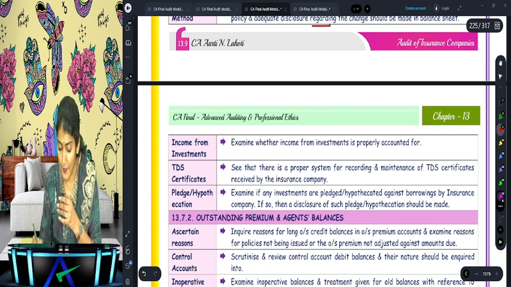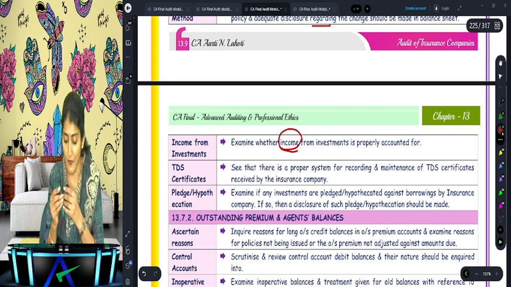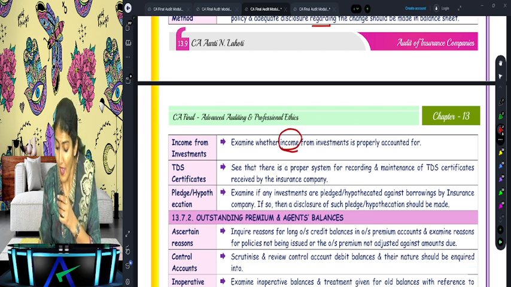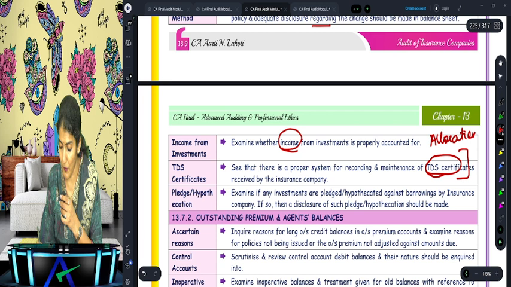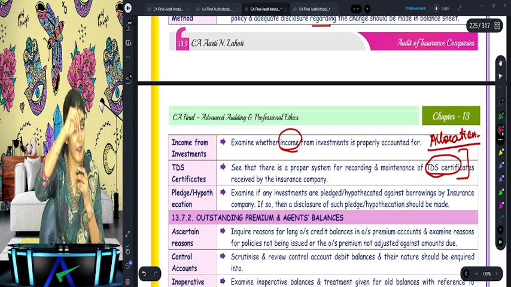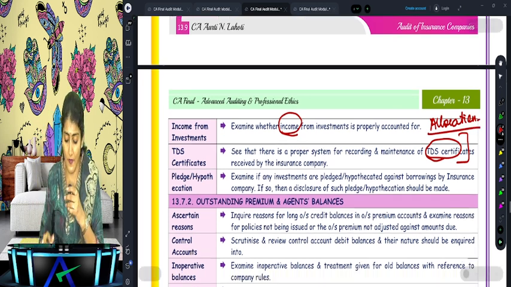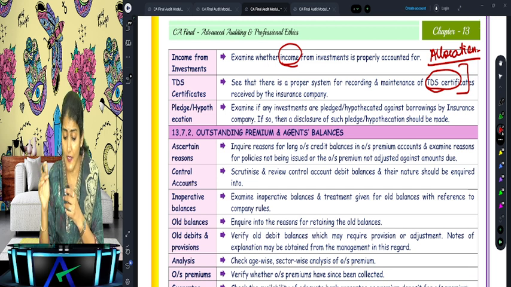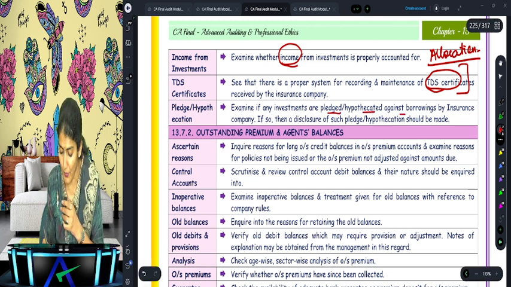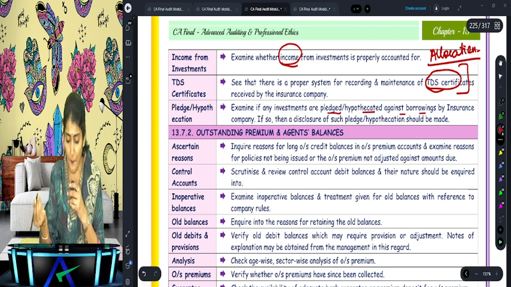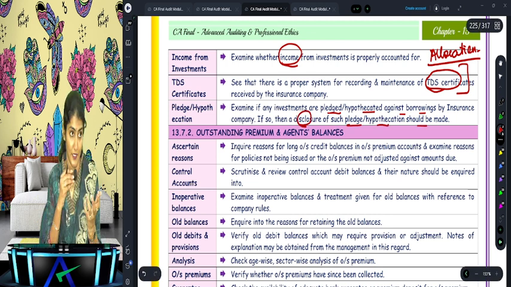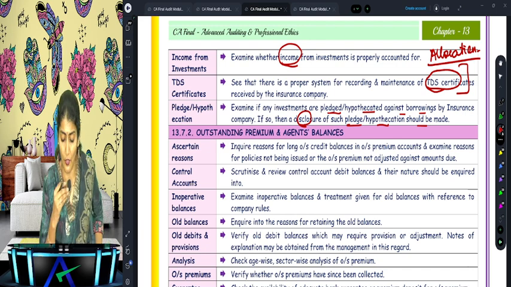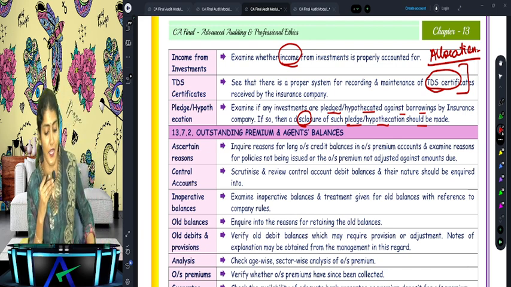Then another set of points is to check whether income from investments has been properly accounted for. Are they properly maintaining the TDS certificate? So these 2 points are regarding valuation and allocation, right? And in case the investments have been pledged or hypothecated against borrowings by the insurance company, again check whether a disclosure of such pledge or hypothecation has been made.